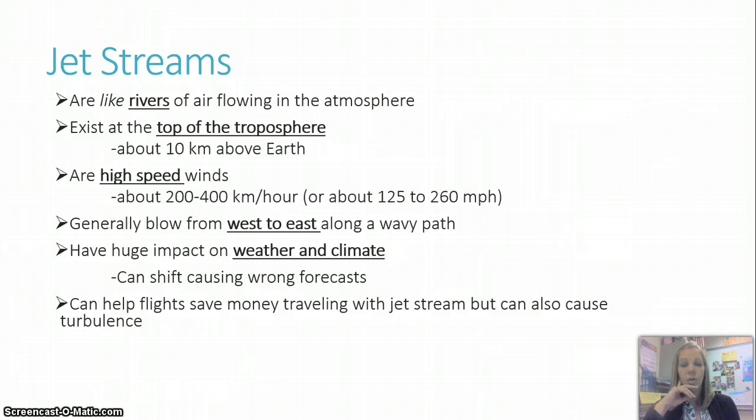They do generally move west to east, similar to the prevailing westerlies. And what's interesting is there are two jet streams. One will be moving at the top of the westerlies, near 30 degrees north and south of the equator, and then one will be moving at 60 degrees north and south of the equator, which is beneath the westerlies.